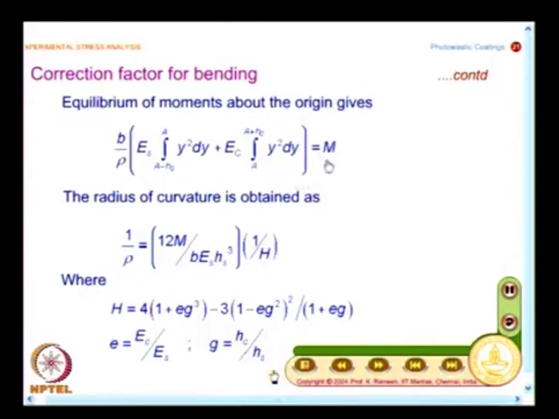And this is the bending moment applied, and mind you, we are considering a problem where the specimen is subjected to pure bending. When I solve this equation, I get the radius of curvature as 1 by rho equal to 12 M divided by B into Es into Hs cube into 1 by H, and H is a very complex expression. H is given as 4 into 1 plus Eg cube minus 3 into 1 minus Eg squared whole squared, divided by 1 plus Eg. This is for your understanding.